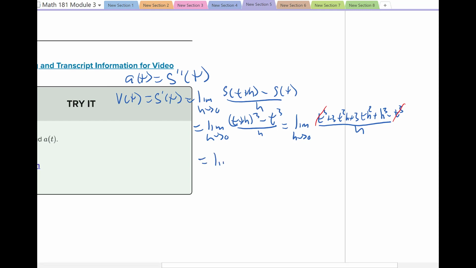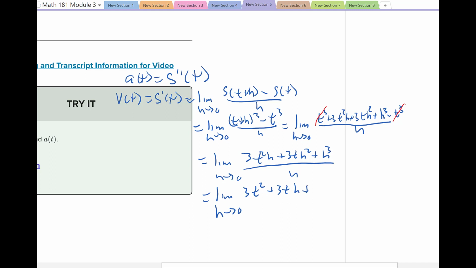So we end up with the limit as h goes to 0 of 3t squared h plus 3th squared plus h cubed all over h. And h will divide out of every term. Notice every term has an h. So we have the limit as h goes to 0 of 3t squared plus 3th plus h squared. So I don't know if you noticed yet that if you have a t left over or an h left over after you divide the h's out, well, h is going to 0, so those are all going to go to 0. All we have left is 3t squared.